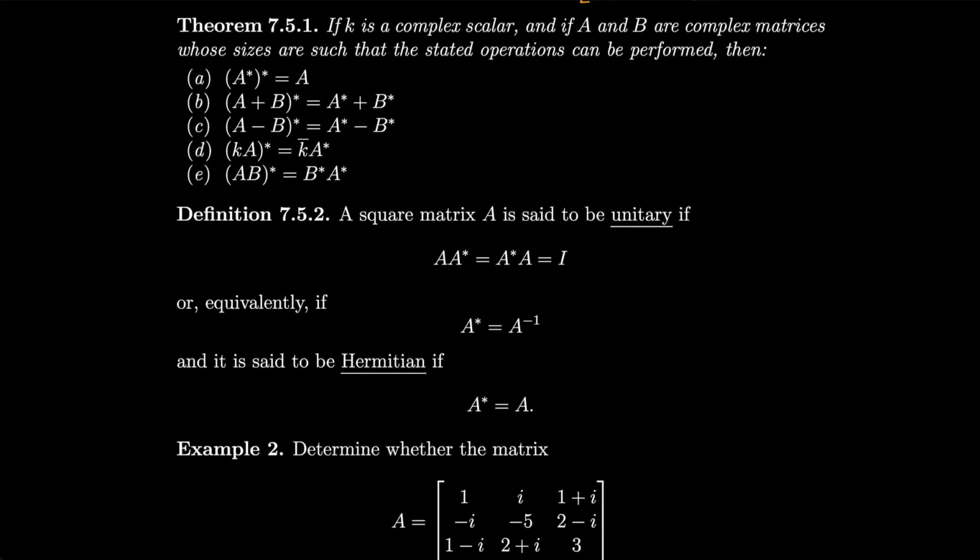A square matrix A is said to be unitary if A star A equals the identity, or equivalently if A star is A inverse. So it's unitary if its inverse is its star. It is said to be Hermitian if A star equals A.